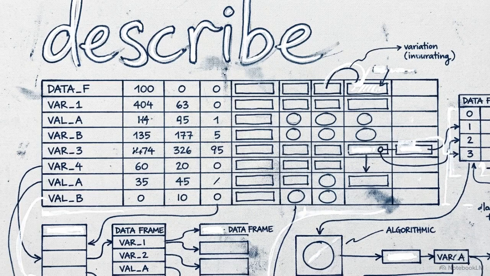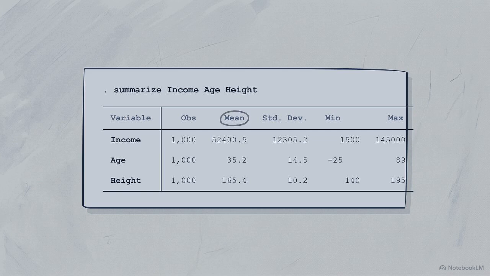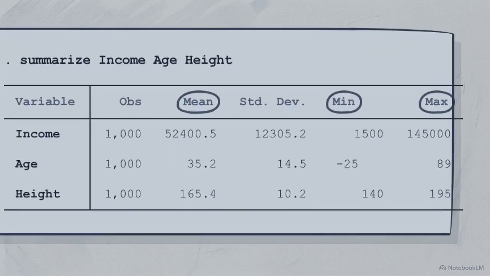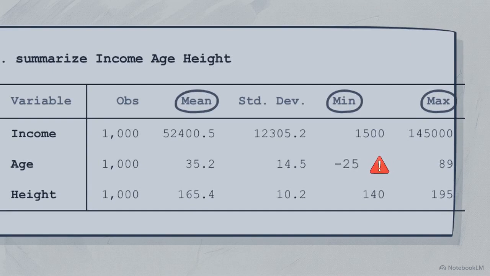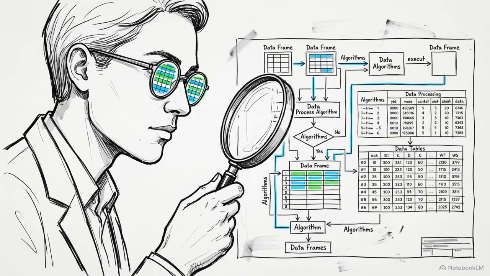The Describe command reveals the dataset structure, while the Summarize command calculates the actual descriptive statistics for every single variable. In the results window, you instantly see the mean, minimum, and maximum values. This is where you identify errors, like a data entry mistake where a participant's age is listed as a negative number. This initial mathematical inspection is the gatekeeper for your research. It ensures the data you are about to analyze is accurate before beginning any complex modeling.